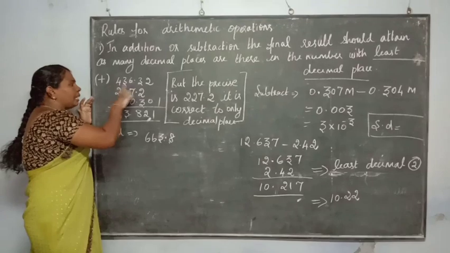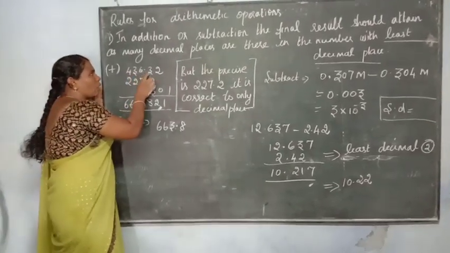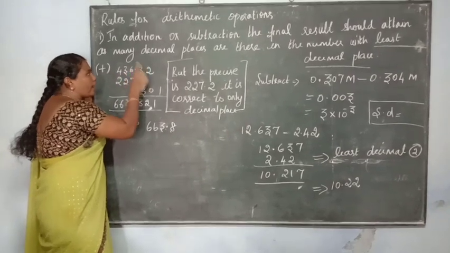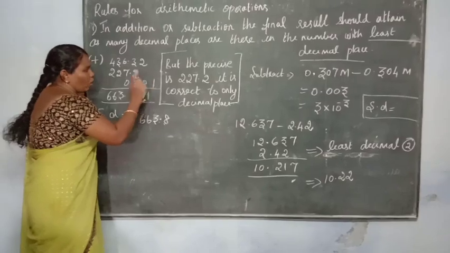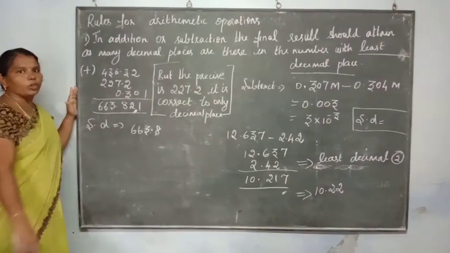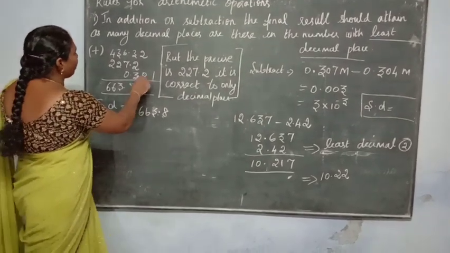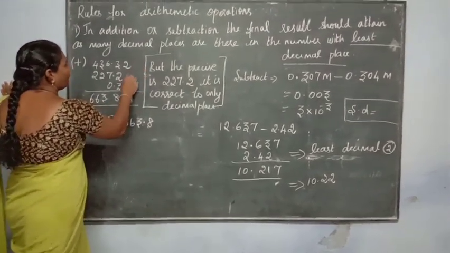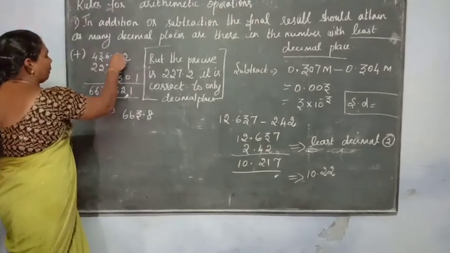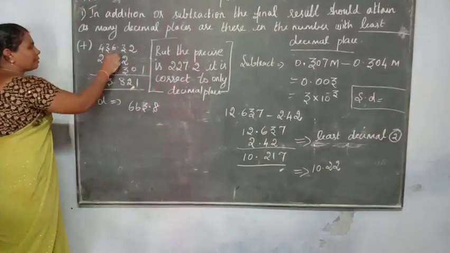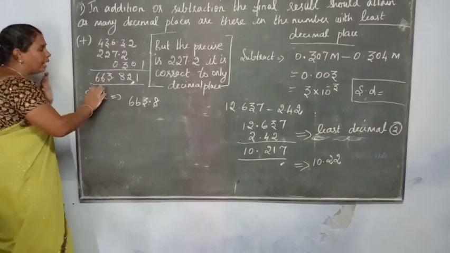These 3 values are given. First value is 436.32, then 227.2 and 0.301. You need to add all those values. How will you add it? Here there is no value, so put 0, and here 0, 0. That is counted 1, and here 2, 3 plus 2 is 5, plus 3 is 8. 6 plus 7 is 13, remainder 1, and 6, and here 6. So what is the value here?